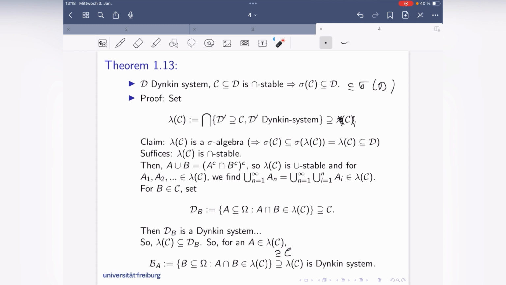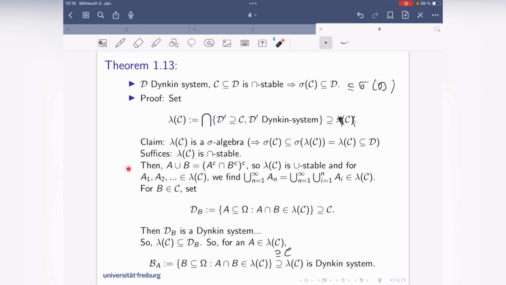And here again, A is in lambda of C, B is in C, then you end up in lambda of C. That means that this set BA is a superset of C. Again, as above, I can show that this is a Dynkin system, which means that it's not only a superset of C, but also a superset of lambda of C. And then I'm done, because BA is a superset of lambda of C, which means that if you take A in lambda of C and B in lambda of C, you end up in lambda of C, which means that lambda of C is intersection stable, which is exactly what I have to show.